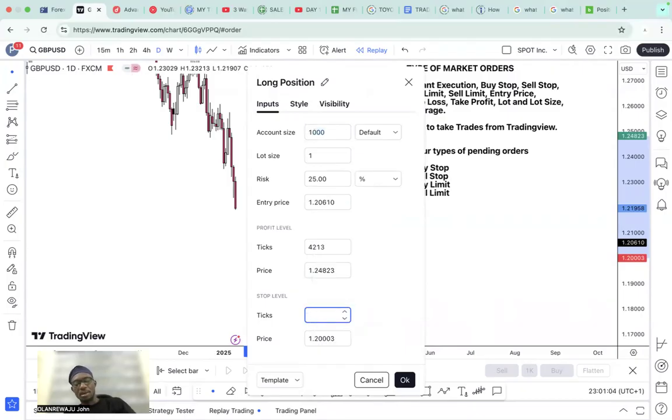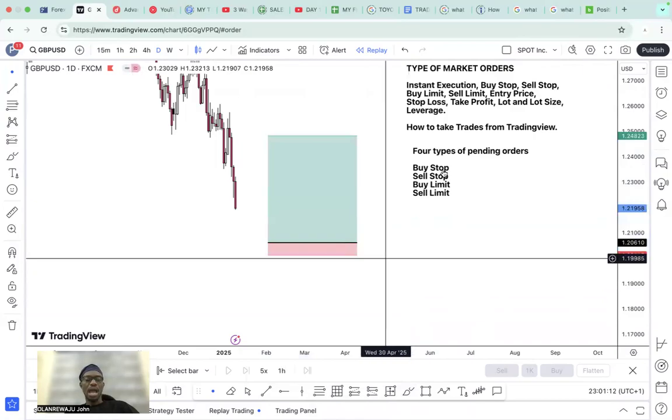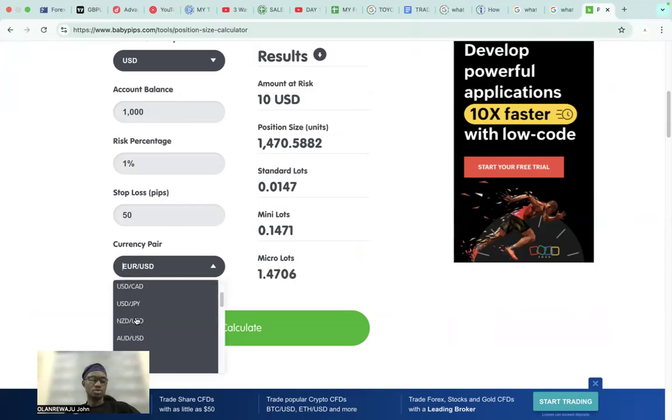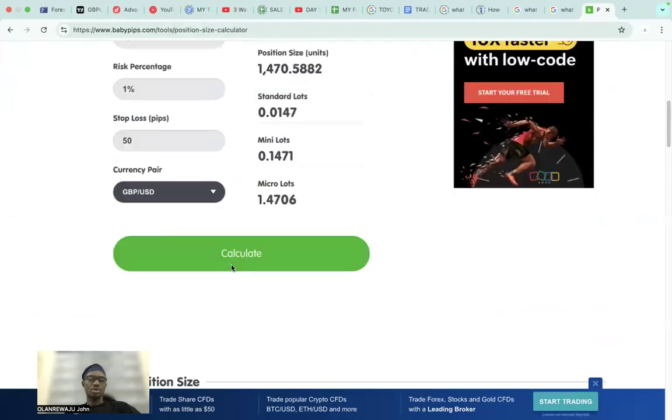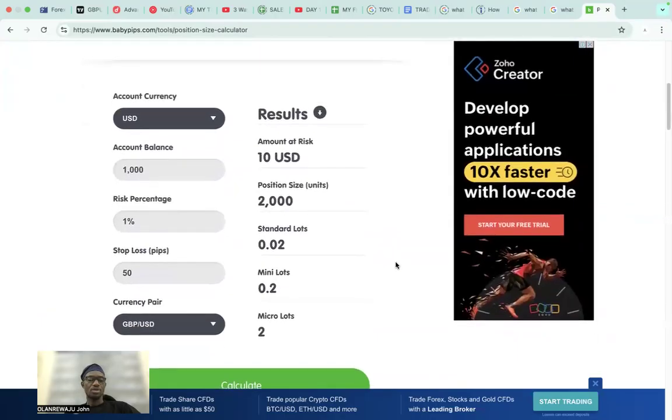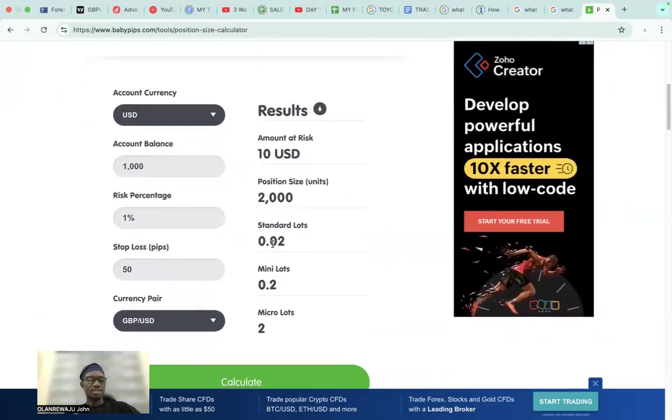So my stop loss this time around, let's say it's 50 pips. Remember, this last zero does not count, but you still have to put the 500. And I still have my account size of $1,000, risking only 1% per trade. But this time around, my stop loss is 50 pips. The pair, of course, you also choose. Let's stay with our GBP USD. And then I calculate. Can you see? My lot size is 0.02. Does it make sense? I believe it does.